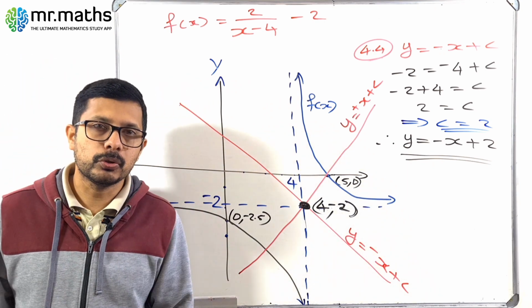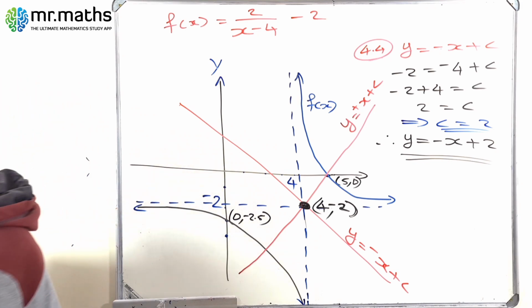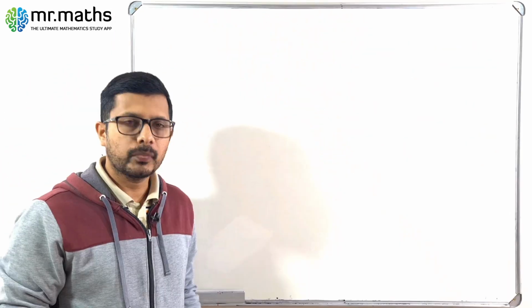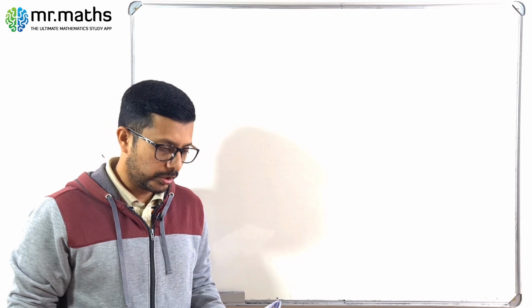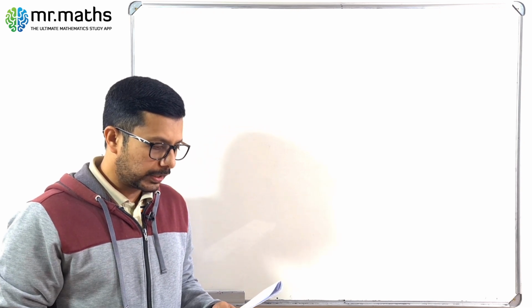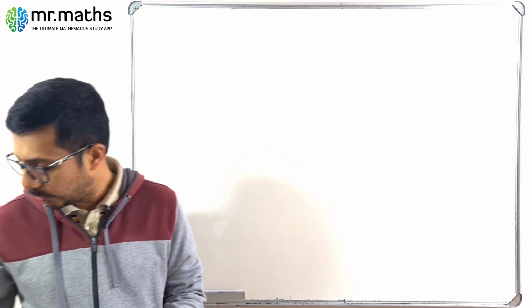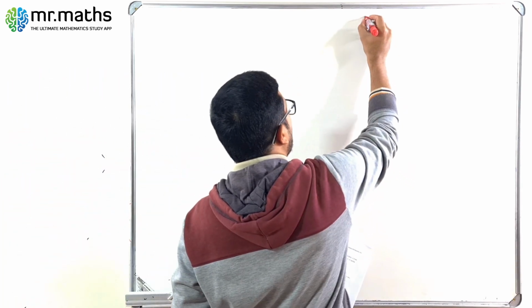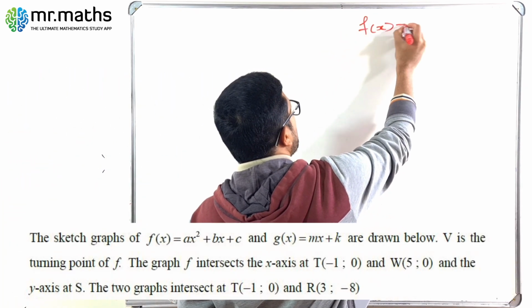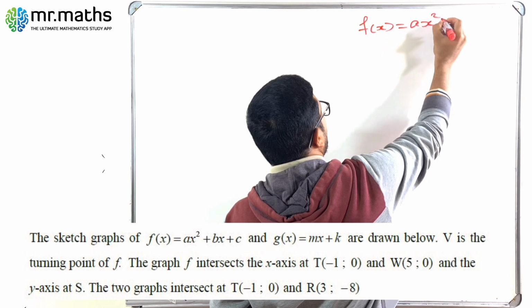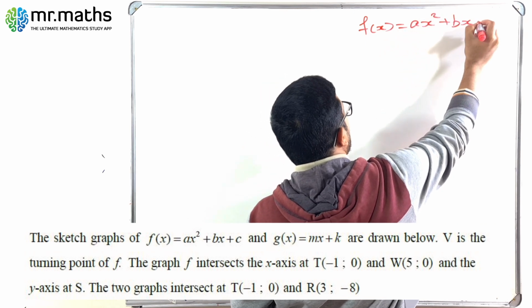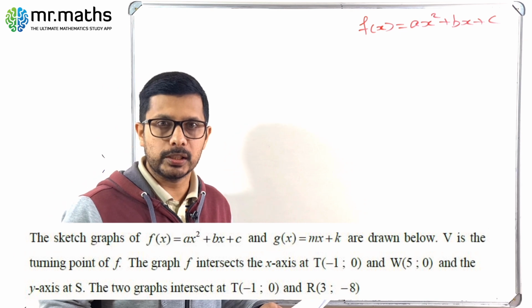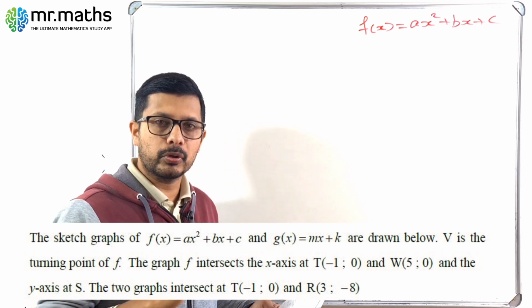Now let's move to question number 5. Okay, let's move to the next question. Question number 5. The sketch graph of f of x is equal to ax square plus bx plus c. So there is an equation given like this. So from that equation itself, you know that it is a quadratic equation. Am I right? Quadratic graph or quadratic equation.